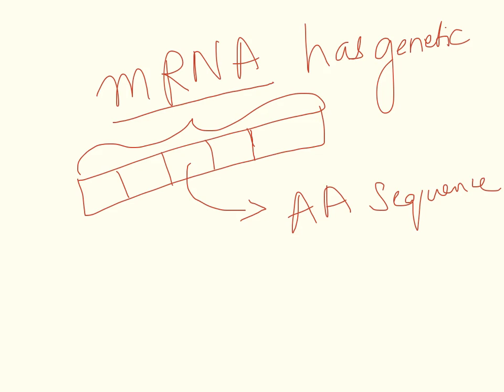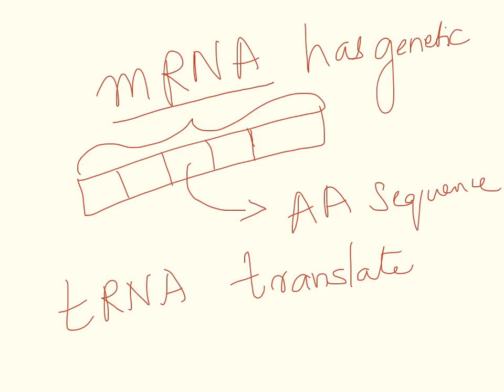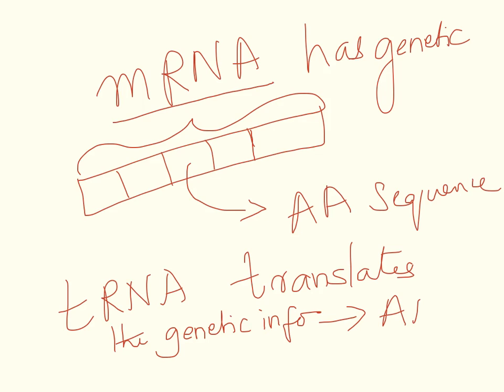Only tRNA can translate the genetic information. tRNA can translate this genetic information into a sequence of amino acids that can be made into proteins. So, tRNA translates the genetic information into amino acids.